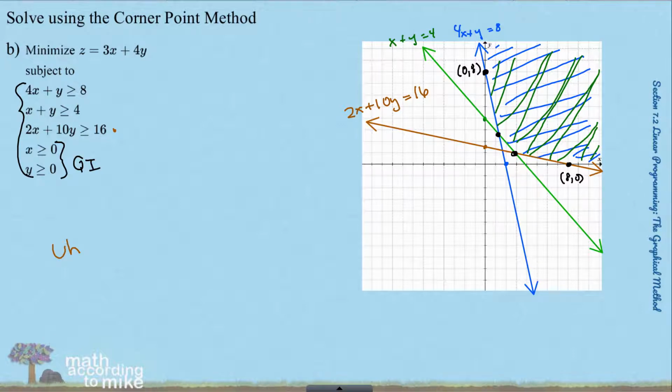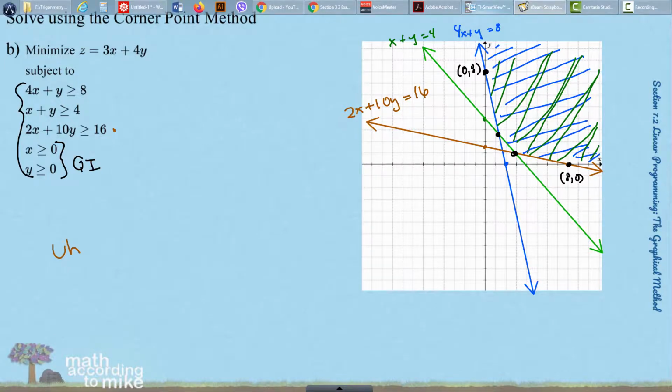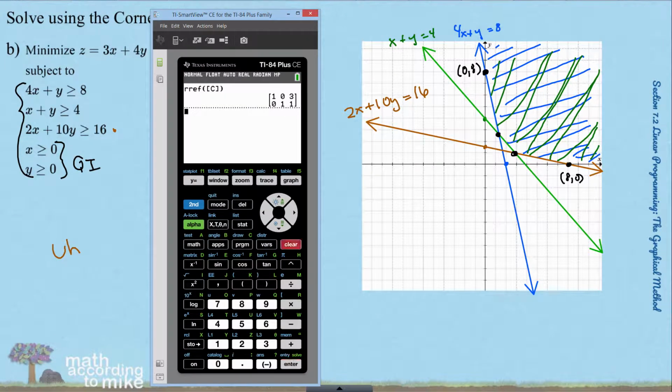Because they're floating out in space there, and again, my graph could be totally wrong in terms of I was off by a smidge. We need to use the calculator to figure out where exactly those points are. So let's pull up the calculator. I'm going to clear out there.